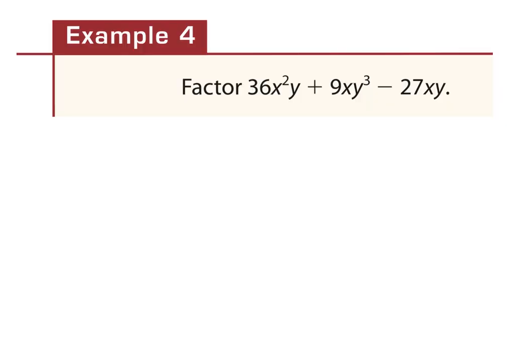Trinomial is exactly the same, except we're no longer looking at 2 terms, we're looking at 3. So when I look at this, I am going to look at the numbers first. What's the greatest common factor between 36, 9, and 27? 9 goes into all of them, right? 9 goes into 36, 9 goes into 9, and 9 goes into 27. So of the numbers, my GCF starts with a 9.